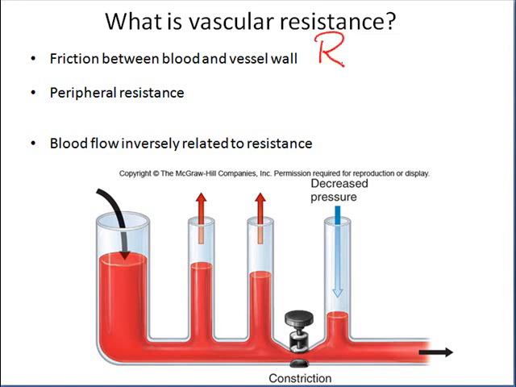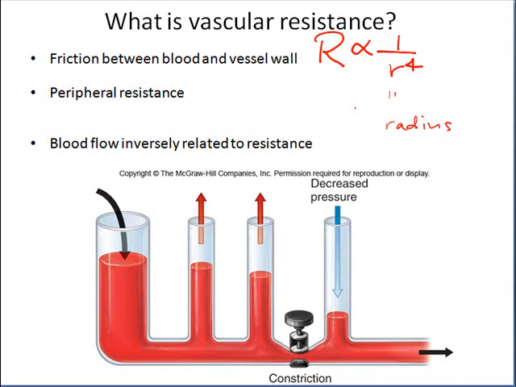I'm going to use capital R for resistance. And resistance is proportional to 1 over r to the 4th. r is the radius, of course. Okay, so if we take the 4th power of the radius and do 1 over the 4th power of the radius, that gives us, roughly speaking, what the amount of resistance is that we would be experiencing.